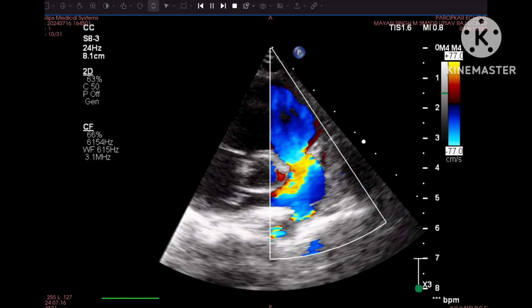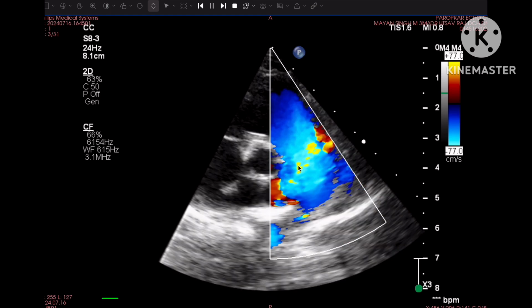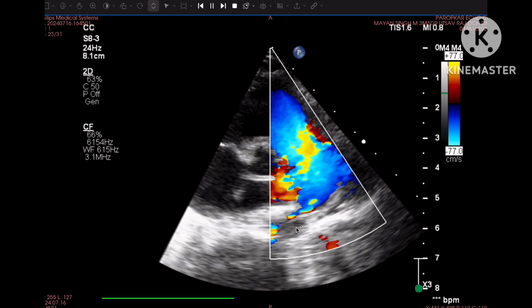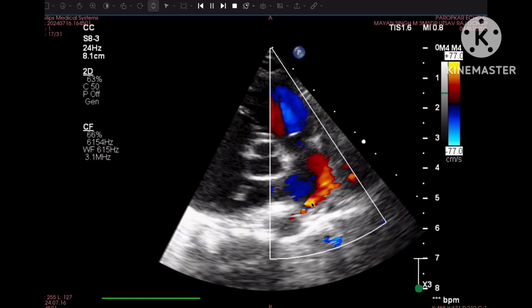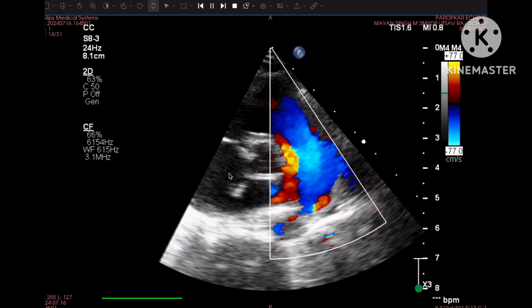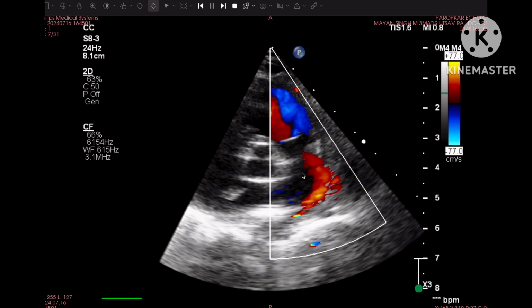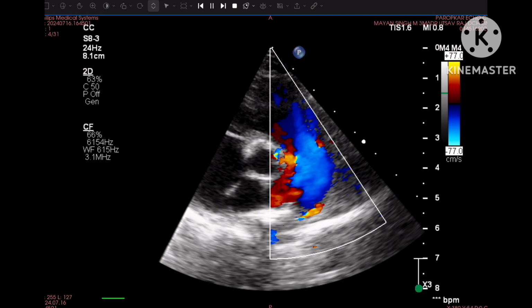Same thing. Here this is main pulmonary artery, and this is patent ductus arteriosus, flow from aorta into pulmonary artery. That is flow from aorta to pulmonary artery. That means left to right flow. This is right atrium, right ventricle, pulmonary valve, and main pulmonary artery. This is patent ductus arteriosus.